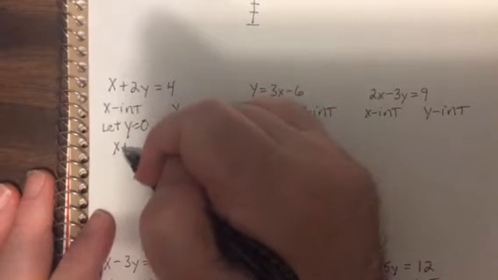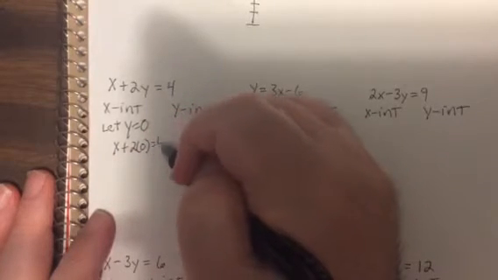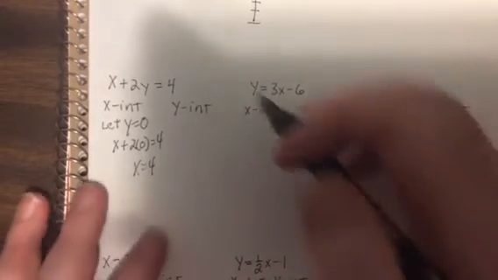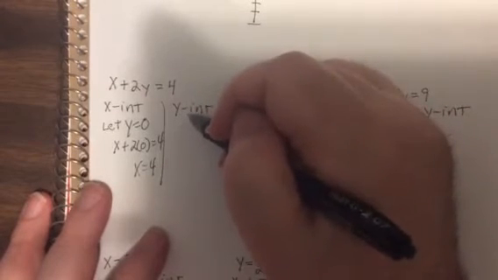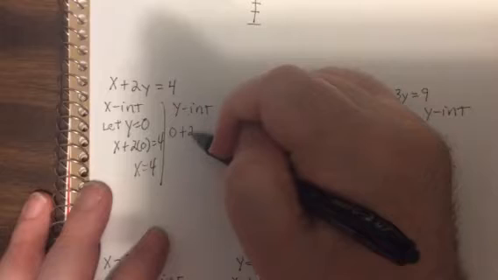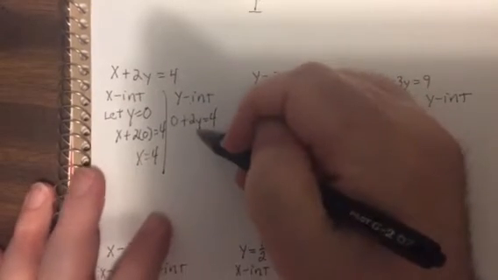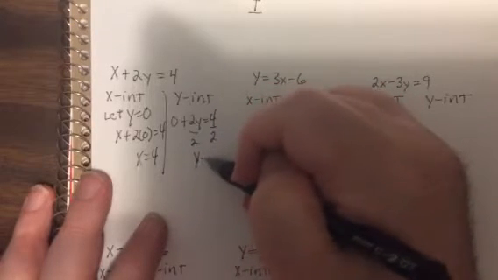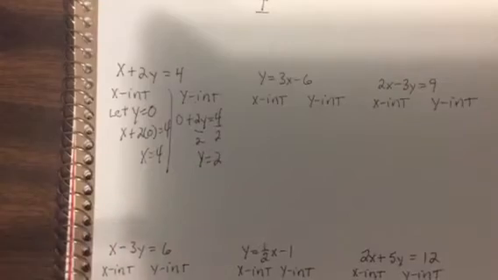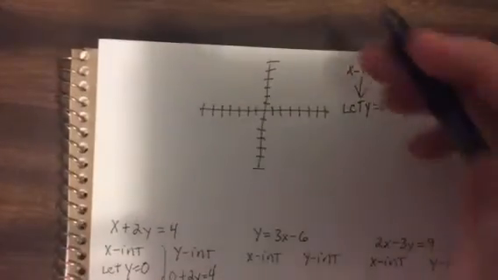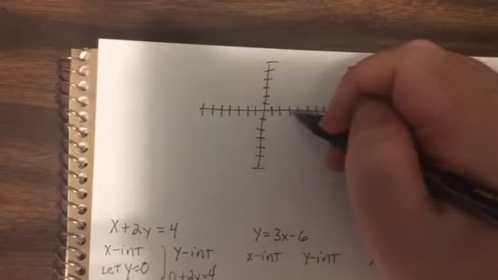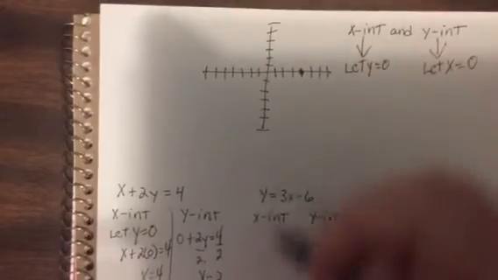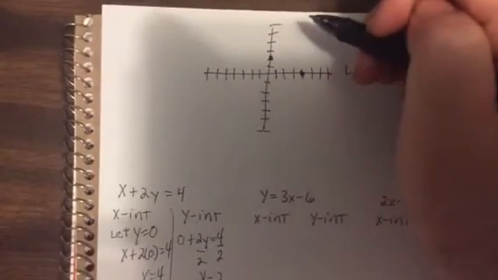So I'd have x plus 2 times 0 equals 4. So x equals 4. So my x-intercept is 4. Y-intercept, here we go. Put 0 into the other variable, x. So 0 plus 2y equals 4. So divide by 2, because the 0 affects nothing. So y equals 2. Now, when it says x-intercept 4, I'm going to use this graph up here. So that means right here at 4, positive 4 on the x-axis. Y-intercept of 2 would be 2 on the y-axis.